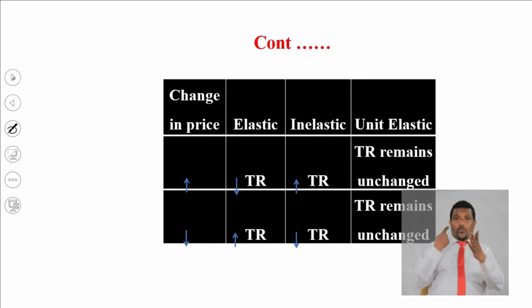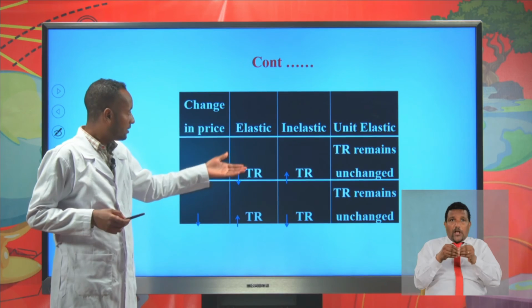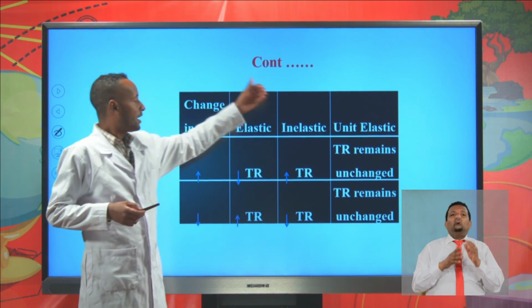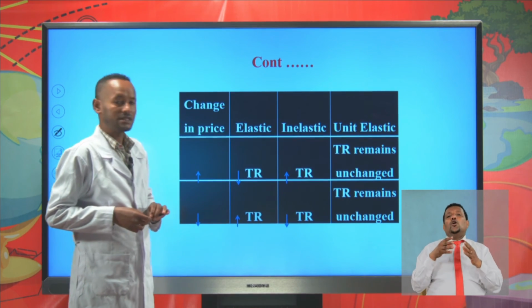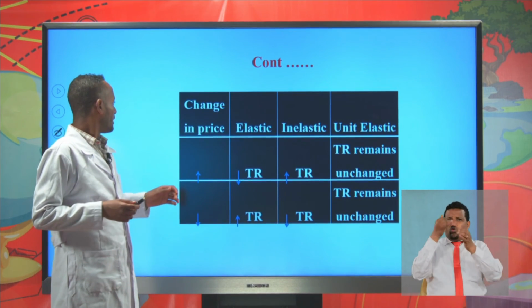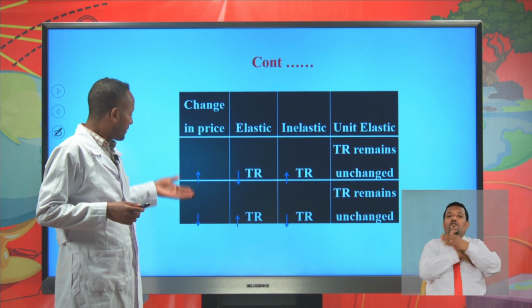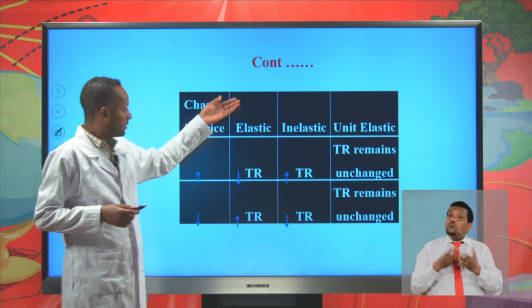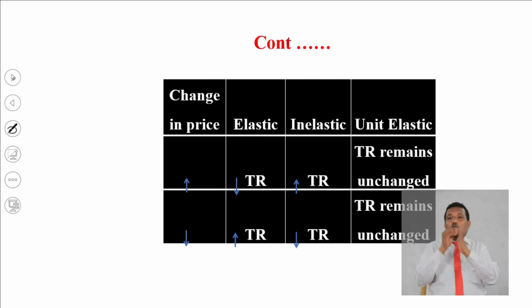From this, we can conclude the following about the change in the direction of price. With an increase in price, if the buyer is elastic, total revenue will decline. If the buyer is inelastic, total revenue will increase. And if the buyer is unit elastic, total revenue remains unchanged. With a fall in the price of a commodity, if the buyer is elastic, total revenue will increase. If the buyer is inelastic, total revenue will decline. And if the buyer is unit elastic, the total revenue remains unchanged.